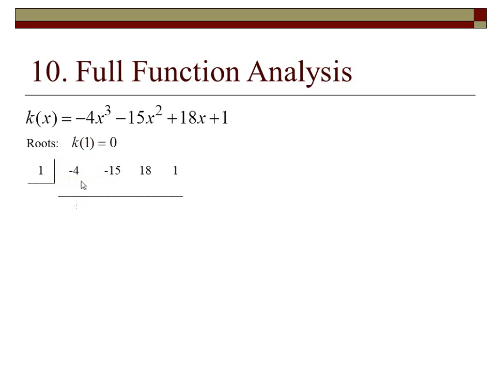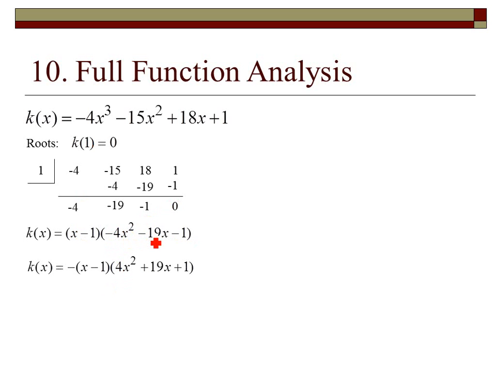So I move negative 4 down. Then 1 times negative 4 is negative 4. I get negative 19. 1 times negative 19 is negative 19. Add those together, I get negative 1. Negative 1 times 1 is negative 1. The remainder is 0. That means I've got this quadratic, negative 4x squared minus 19x minus 1. So x minus 1 was one factor, and then we had this. Now what I'm going to do is factor out a negative again before I use the quadratic formula.